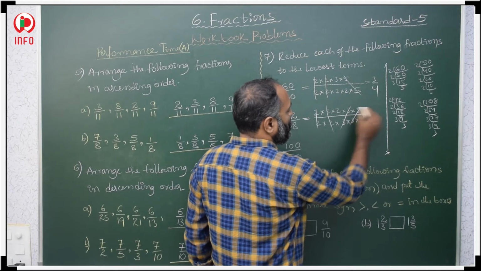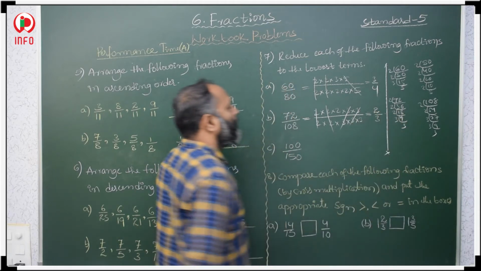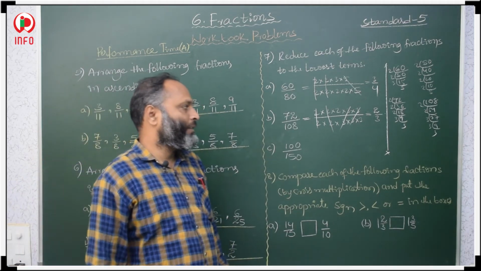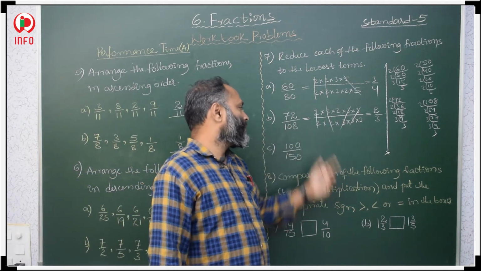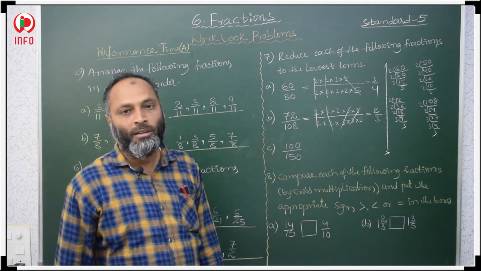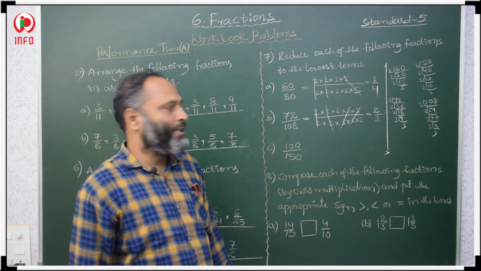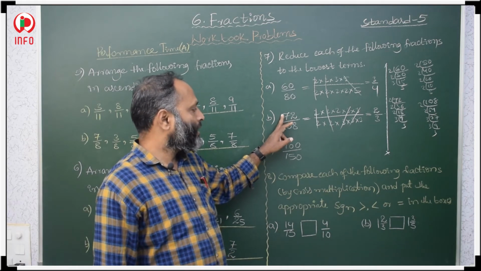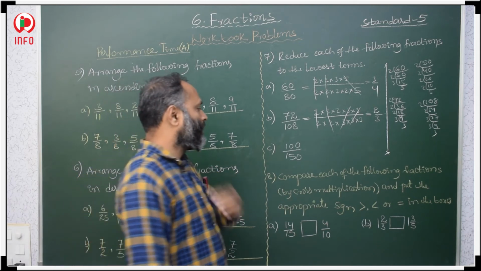How many 2's are left? 2. How many 3's are left? So 2 by 3. 2 divided by 3. This is the simplified form. Simplified form is 2 by 3. Okay. Both of these are maximum divisible by 36. 36 1s are 36, 36 2s are 72, 36 3s are 108, like that.